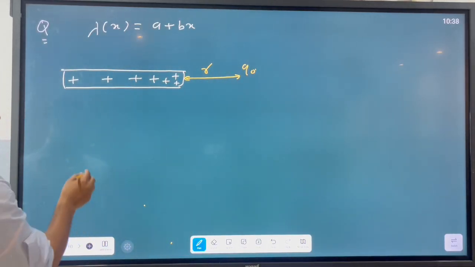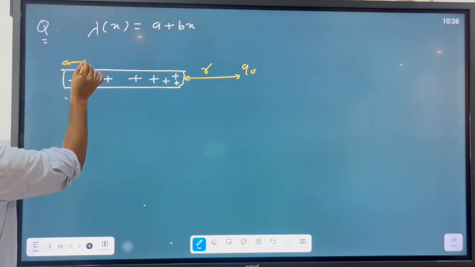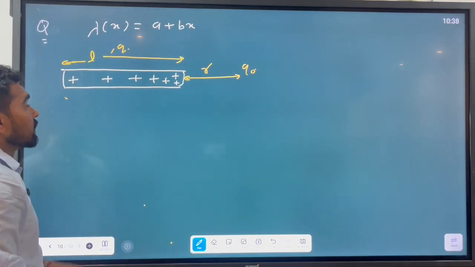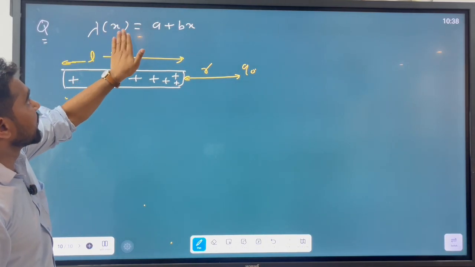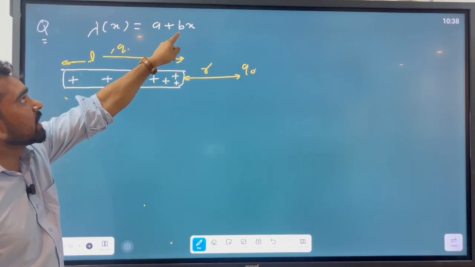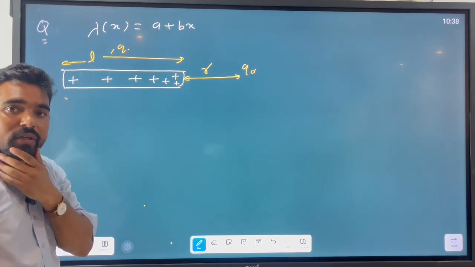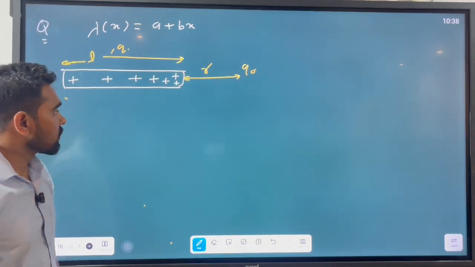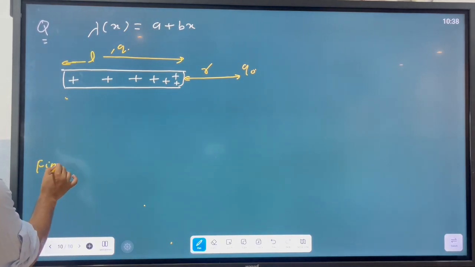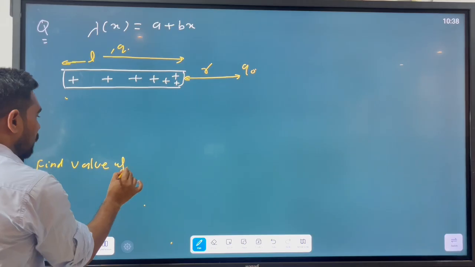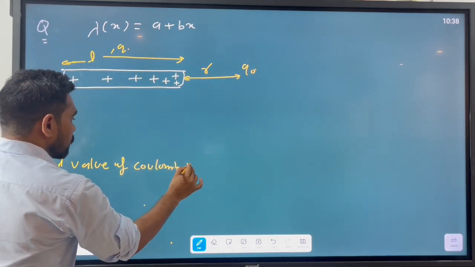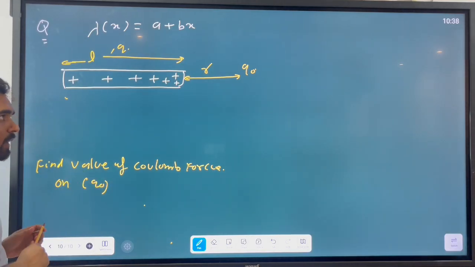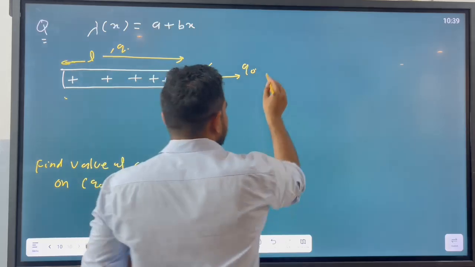In this situation, the length of the rod is L, and the total charge distributed is q. The linear charge density is lambda of x equals a plus bx, where a and b are positive constants. Then find the value of the Coulomb force on the point charge q naught in the given situation.